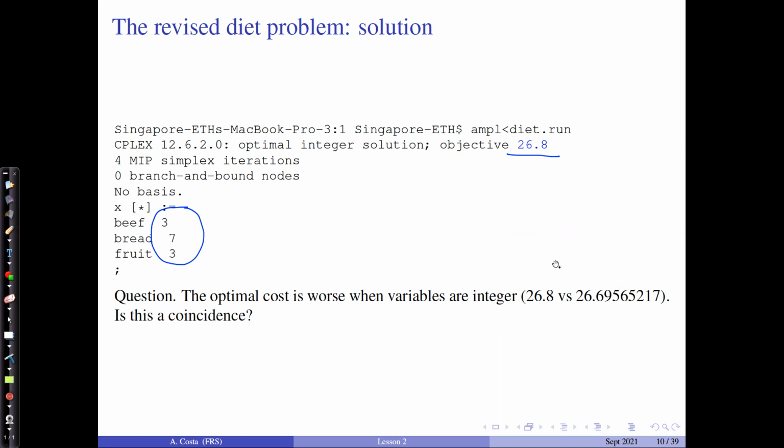We wanted to minimize the cost. Before it was 26.69 or 7, now it's 26.8. Okay, and you see also the outcome is different. Now Simplex is telling us integer solution, right? Optimal integer solution. And you see that it is mentioning branch and bound. That is the algorithm that I was mentioning earlier. That is one of the ways you can solve integer problems.